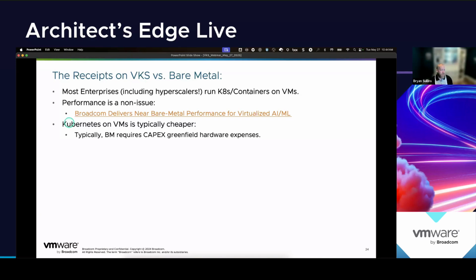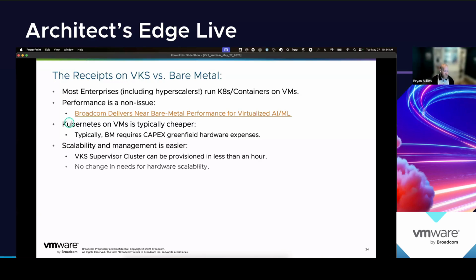But bare metal typically requires a CapEx greenfield. So I've got my vSphere, my VMware implementation, but I'm now going to separate things out into a whole new set of hardware. You know what else is expensive? Hardware. So what would be the least expensive in that case, right? Scalability and management is easier. The supervisor cluster we talked about can be provisioned pretty quickly.